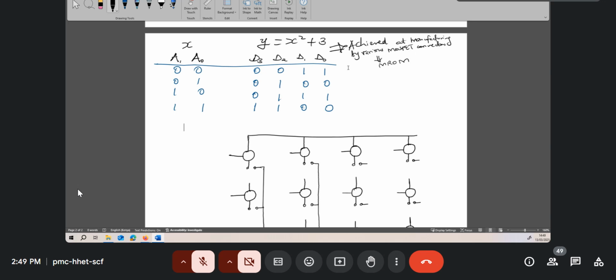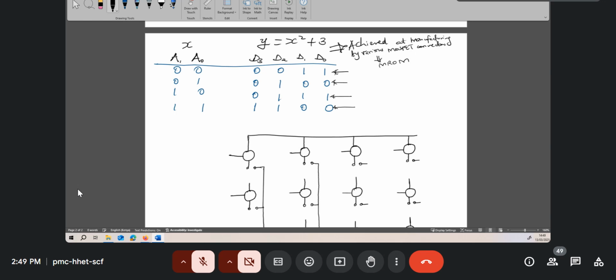Is it 1, 2, 3, 4, 5, or how many? 4 values. Yeah, very correct. We just need to store these values. So this is one value, it's only that it is now in binary form. This is another value, the other value, and this value.